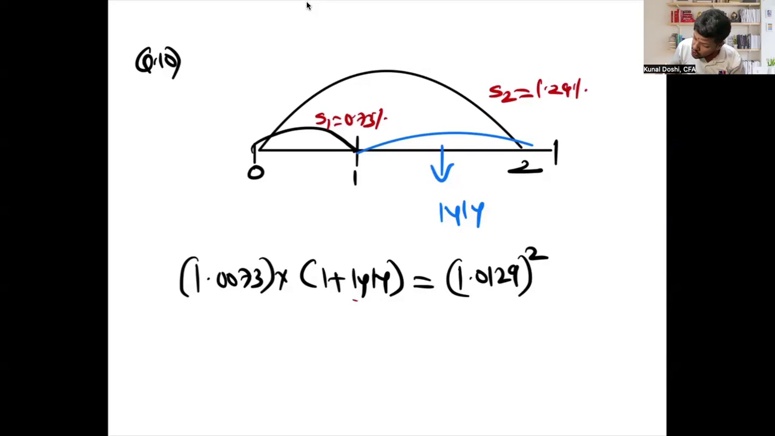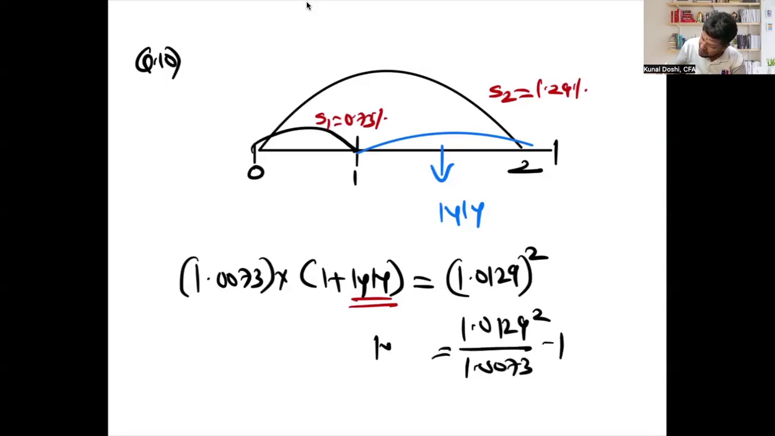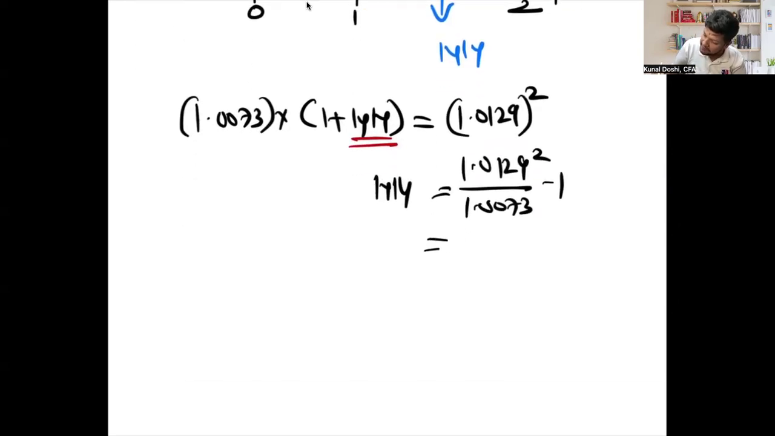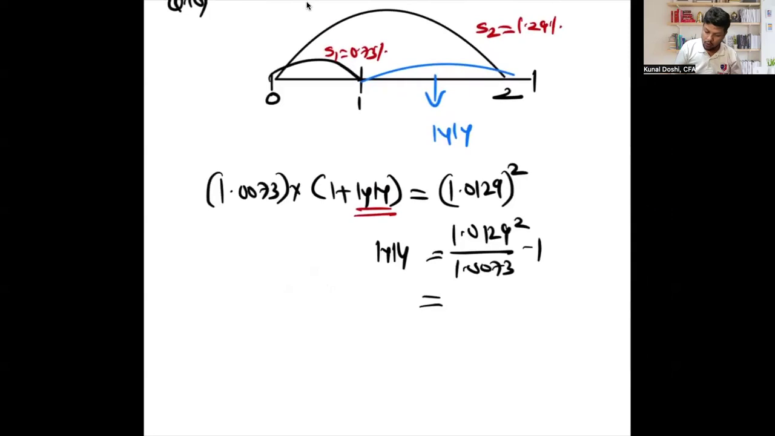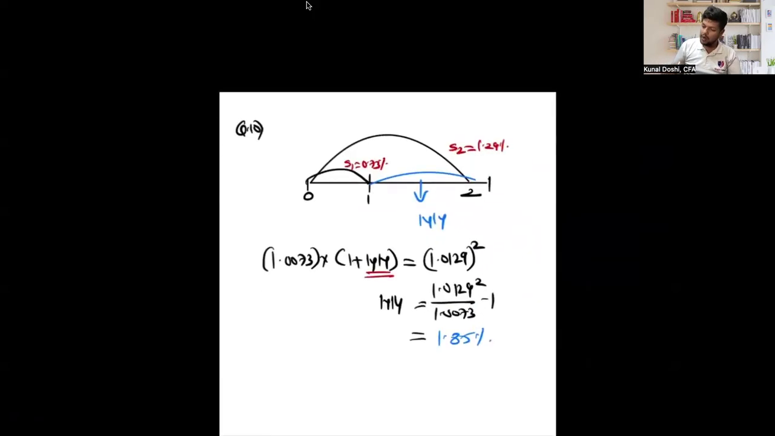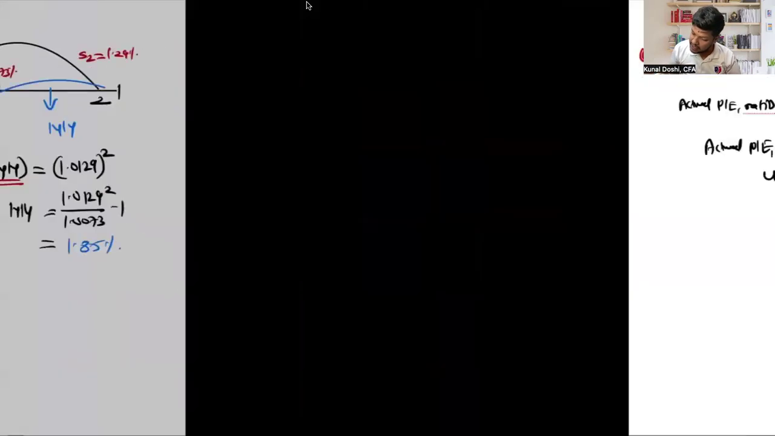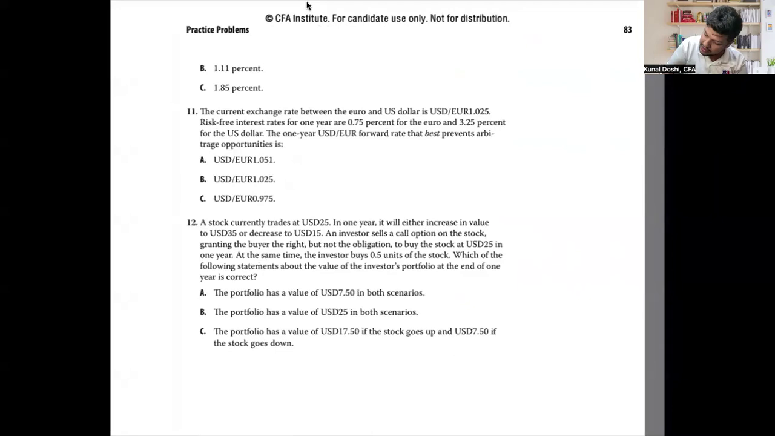Okay. So now I want to solve this 1y1y. So what I'll do, 1.0129 squared, divide this by 1.0073, minus 1 will be my 1y1y. That is the 1 year rate after 1 year. Let's solve this. 1.0129 squared divided by 1.0073, minus 1, times 100. You will get, anyone with an answer? 1.85. Check it. If you have that, A, not B, C is your answer. Understood, everyone? Right? Okay.